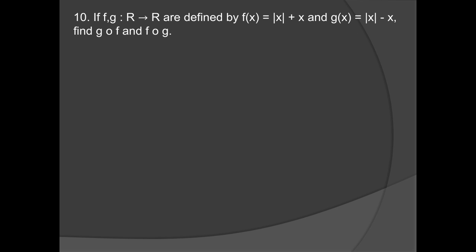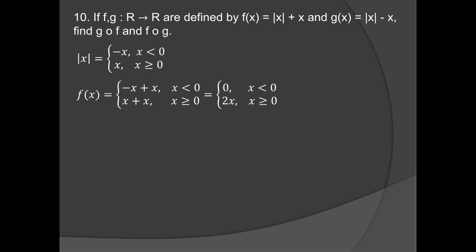Sum number 10. If f, g are real R to R functions, it is given that f of x is modulus of x plus x and g of x is modulus of x minus x. You have to find g of f and f of g. Composition of functions you already know. First I will explain modulus of x, which was previously learned: minus x and plus x, two parts, providing x is less than 0 and providing x is greater than 0. Now we will write f of x.